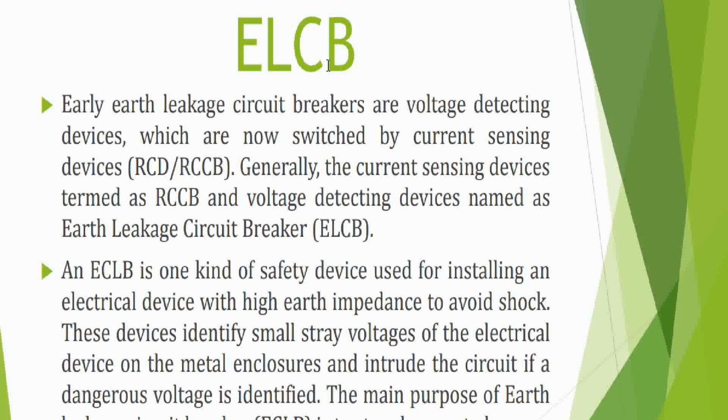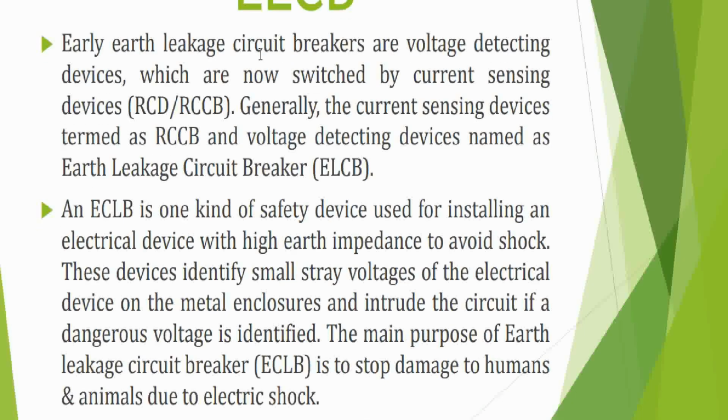For example, when someone gets an electrical shock, this circuit breaker cuts off the power within 0.1 second. ELCB is a security device used in electrical systems with high earth impedance to avoid shock. The main principle of these earth leakage protectors is to stop injury to humans and animals due to electric shock. So this is about ELCB. Mainly this is used to protect humans from shock.